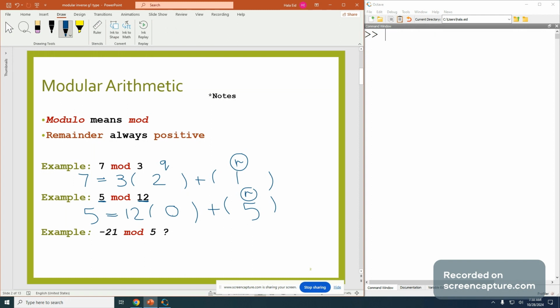All right. Now you can see that if I have a small number mod big number, then the answer is the small number itself. Okay, so just put that into your mind.